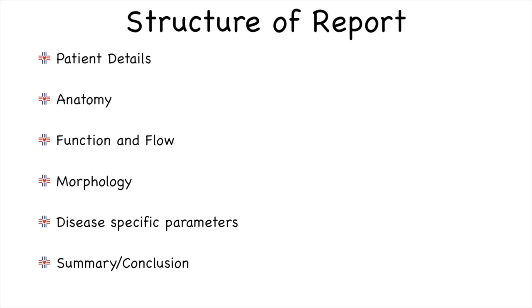The structure of report that I follow consists of these different sections. The standard section is those of patient details. There will be a small section where I will talk about the anatomy, which is followed by function and the flow measurements. We talk about the myocardial morphology. Then we include some disease specific parameters. Finally, there is a conclusion and a summary, which is followed by a specific clinical advice if appropriate.